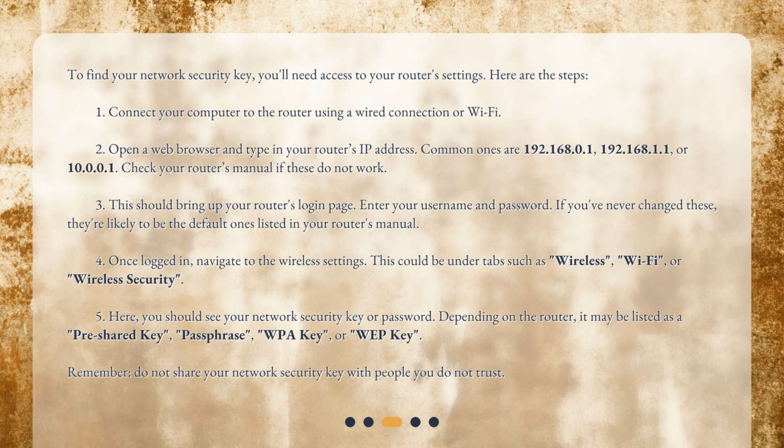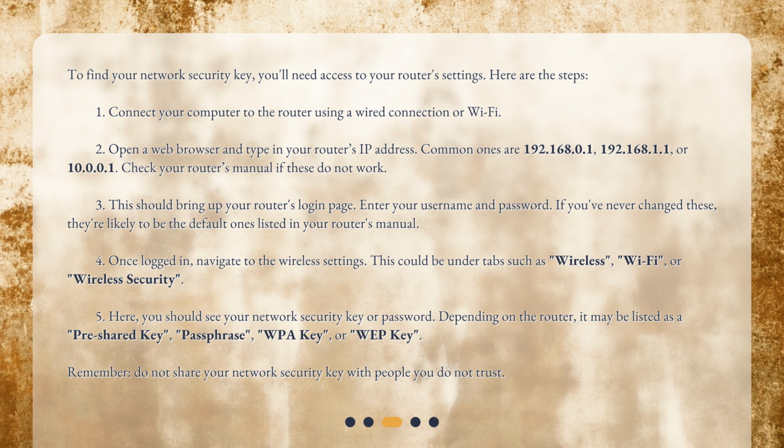Common ones are 192.168.0.1, 192.168.1.1, or 10.0.0.1. Check your router's manual if these do not work. 3. This should bring up your router's login page. Enter your username and password. If you've never changed these, they're likely to be the default ones listed in your router's manual.